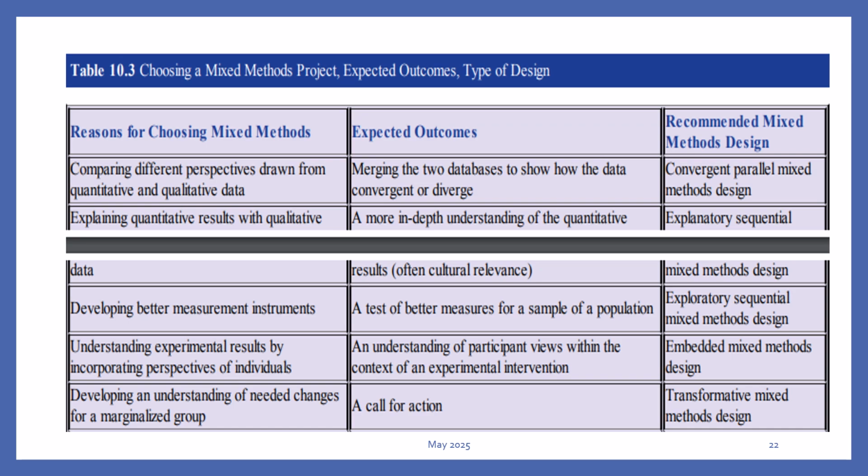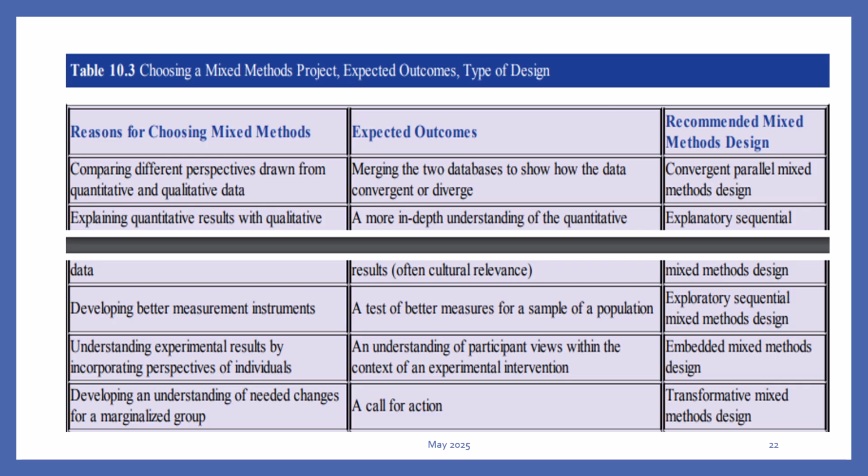In this table, you can see a summary of what we have discussed regarding different types of mixed method research design. You can see reasons for choosing mixed methods, what the expected outcomes are, and what the recommended mixed method design is. Firstly, when you want to compare different perspectives drawn from quantitative and qualitative data, you merge the two databases to show how the data converge or diverge from each other. So in this case, you use convergent parallel mixed method design.